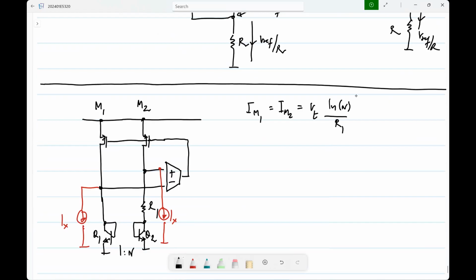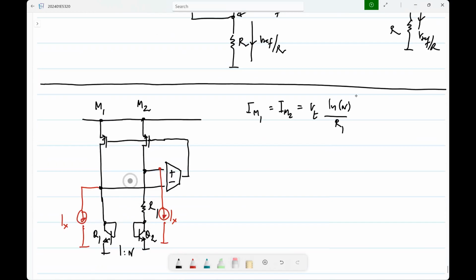Let me not complicate it by unequal currents. Equal currents. What will be the current flowing through R1? Regardless of whatever currents I draw from there, what is the current flowing through R1? Now, these MOS transistors are identical, so these currents are the same. Forget what I said about unequal currents. We draw equal currents, so the currents through the transistors will still be the same.